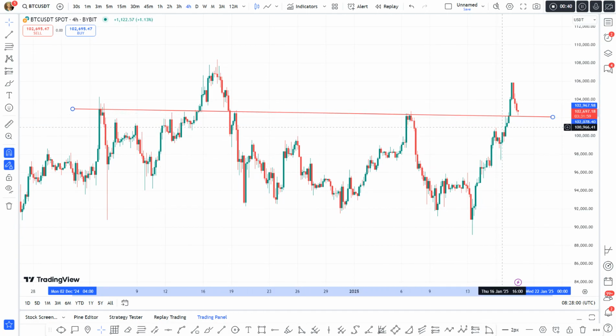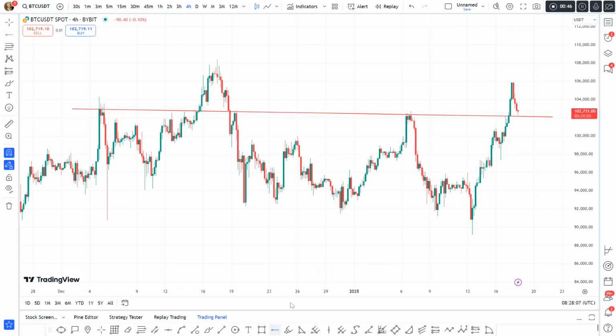So I factored that last week because that's the whole body rejection. So price has come back to the daily. This is a daily roof. A broken supply roof becomes a demand floor. So 102,263, it immediately shot up from that level.